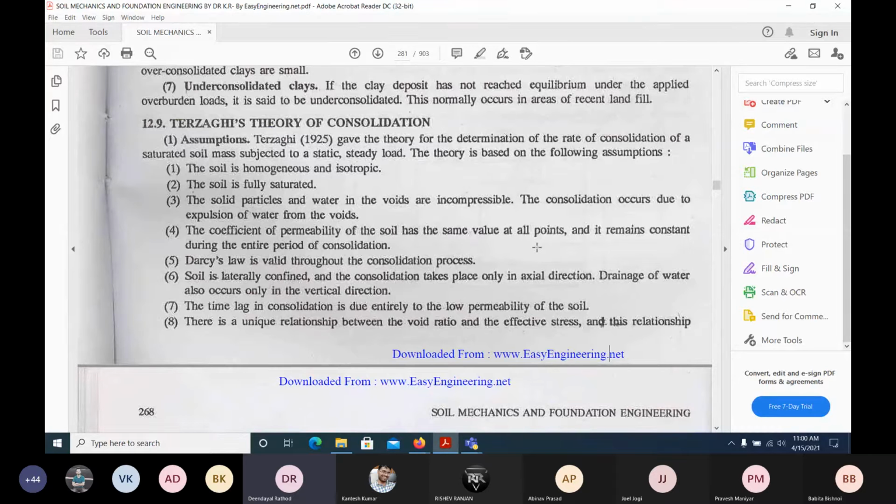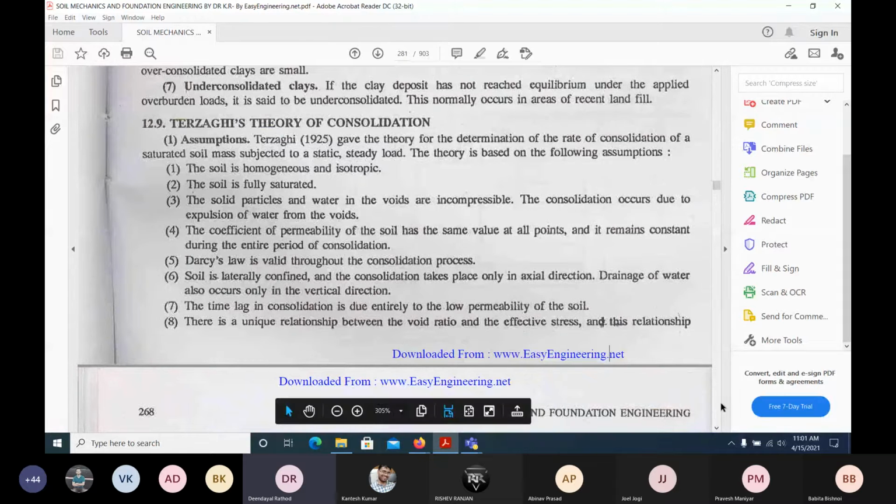For determining the rate of consolidation, we should know what the rate of consolidation is. What is the use of studying consolidation if we don't know the rate of consolidation? Then, solid particles and water in the voids are incompressible. Anyway, water is incompressible and we assume that solid particles are also incompressible. The consolidation occurs due to the expulsion of water from the voids, not the air. The coefficient of permeability of the soil has the same value at all points and remains constant during the entire period of consolidation.